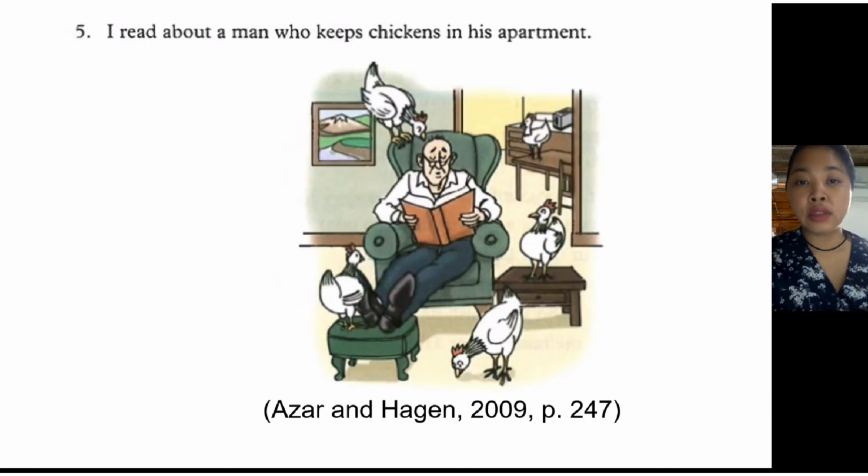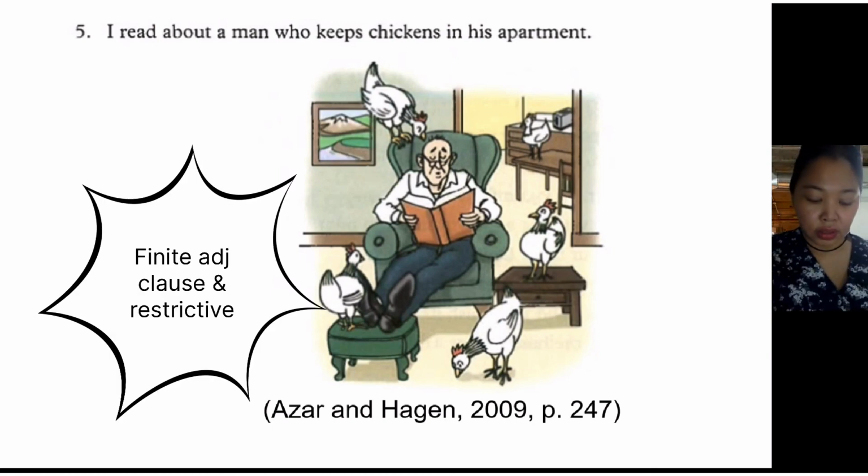So if we go back to this picture, what kind of adjective clause is here? All right, about a man. Yeah, for sure, this one here is a non-finite adjective clause, and restrictive.